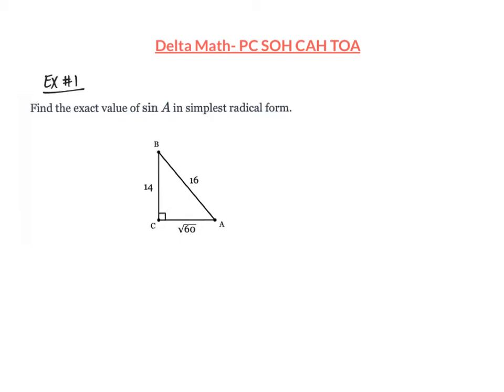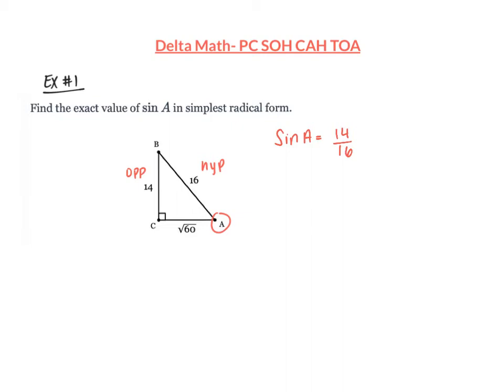So example number 1 says, find the exact value of sine of A in simplest radical form. Well, we know from SOHCAHTOA that sine is opposite over hypotenuse. So let's first circle the angle in which we're speaking about, which is angle A. So the opposite to angle A is the 14, and the 16 is my hypotenuse. So sine of A is simply 14 over 16.